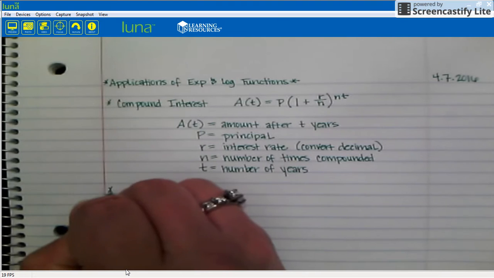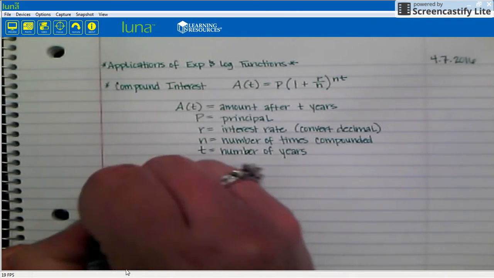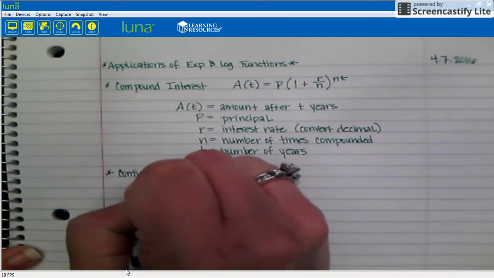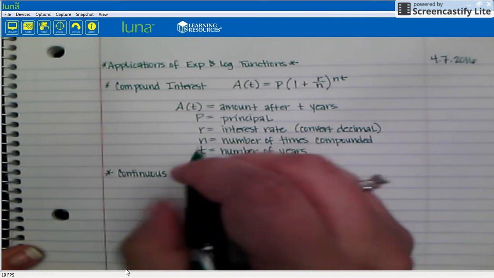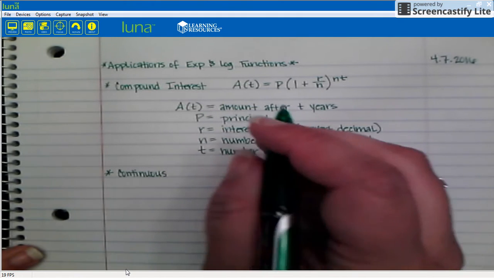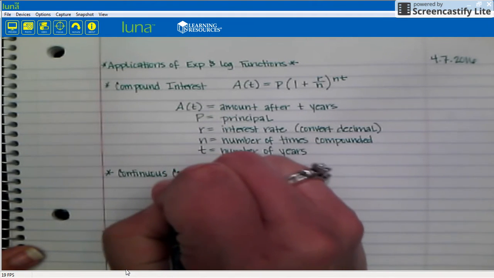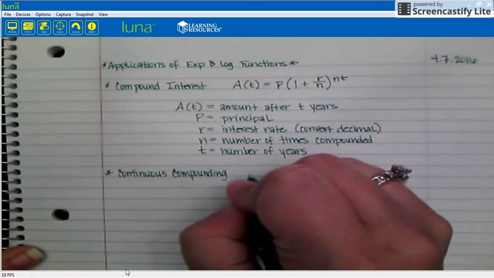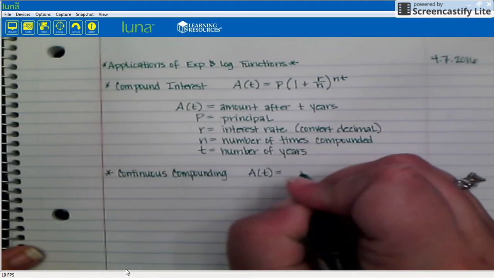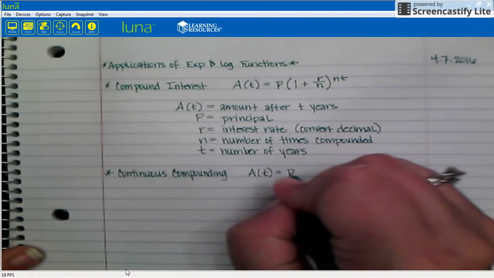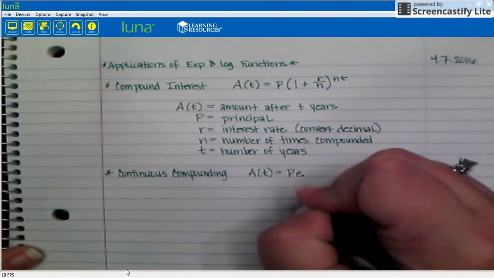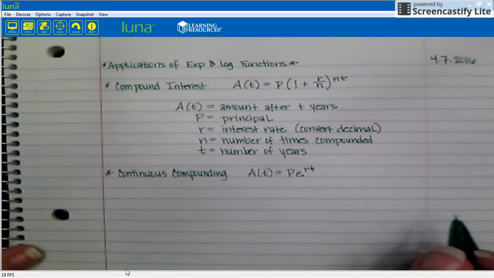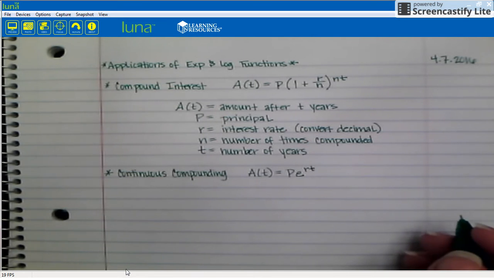Another interest formula that you often use is continuous compounding. A lot of credit card companies use this method for calculating interest on your credit card bill. So you find your continuous compounding. It is A of t is equal to P times e raised to the rt, where e is that number, 2.718 approximately, that has a key on your calculator.